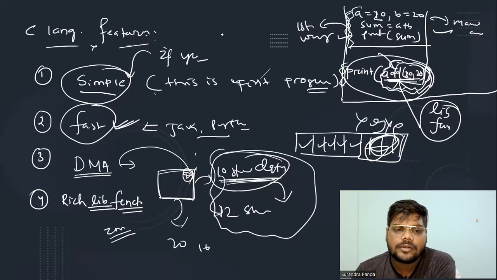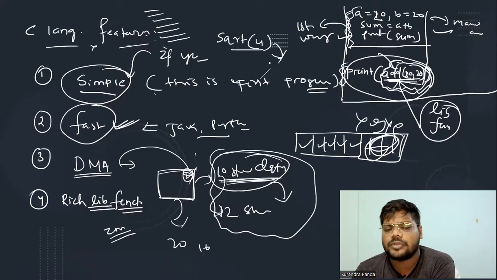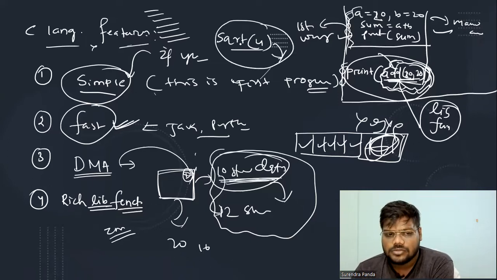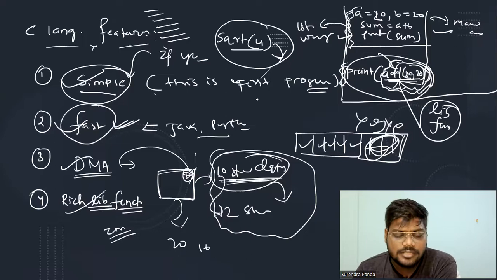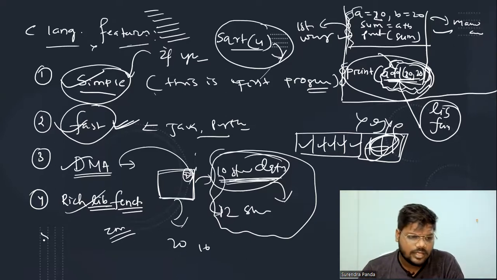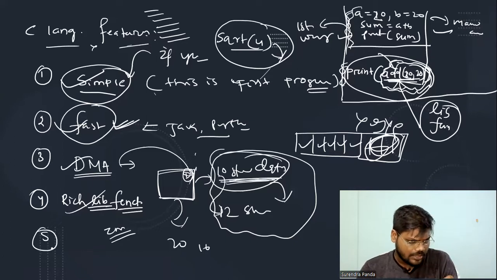Suppose you want to find the square root of a number, SQRT of a number. No need to write all these codes. You just pass square root of 4 and it will give you the result. Easy or difficult? Easy. Slowly, as of now, you have to remember what is simple, fast, DMA, and the rich library. Don't worry about what the rich library is or what DMA is; these are separate topics.